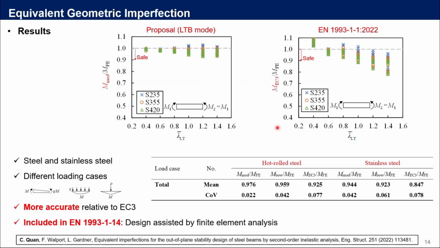We also looked at other steel and stainless steel members under different loading conditions. Generally, compared with the hand calculation approach given in Eurocode, employing the proposed two formats of equivalent geometric imperfections in GMNIA could provide more accurate and consistent member resistance predictions. The proposed two formats of equivalent geometric imperfections have been included in Eurocode 3 Part 1-14, Design Assisted by Finite Element Analysis.